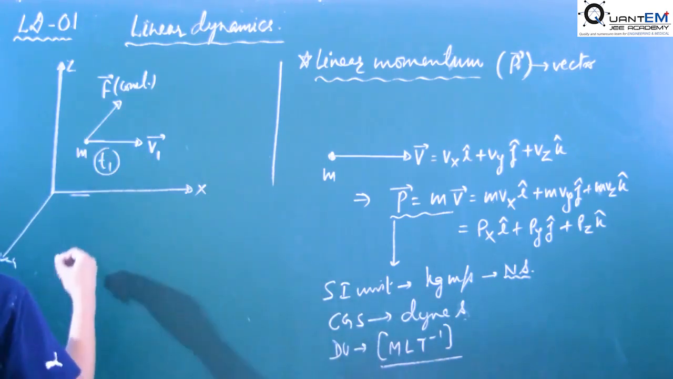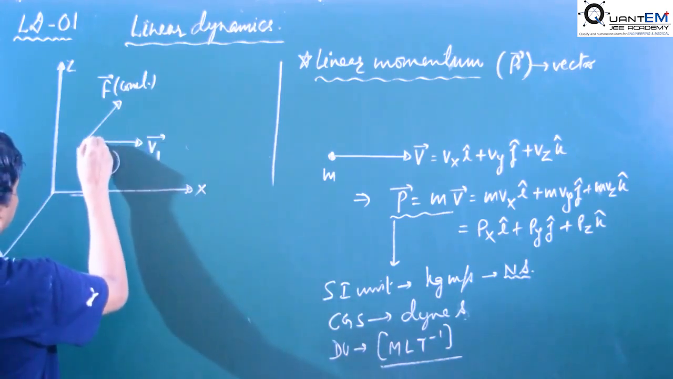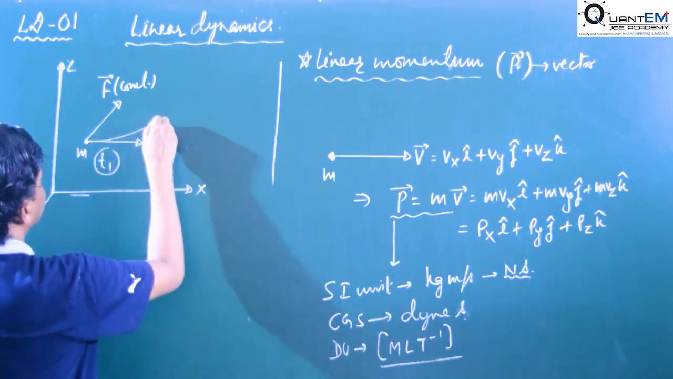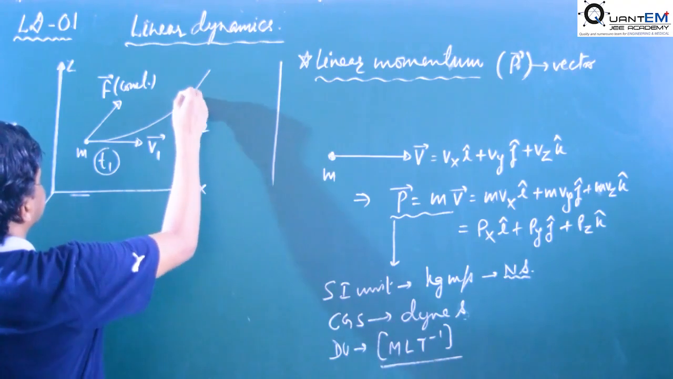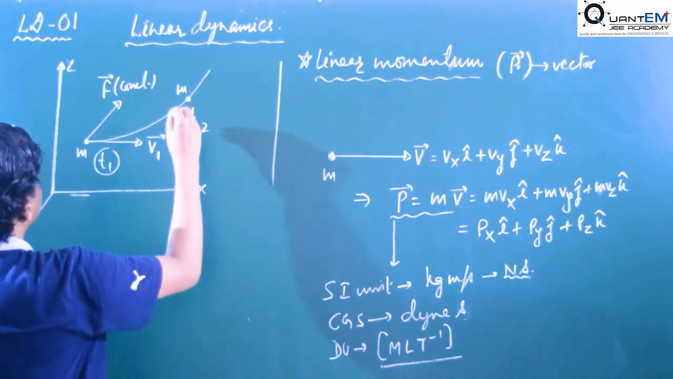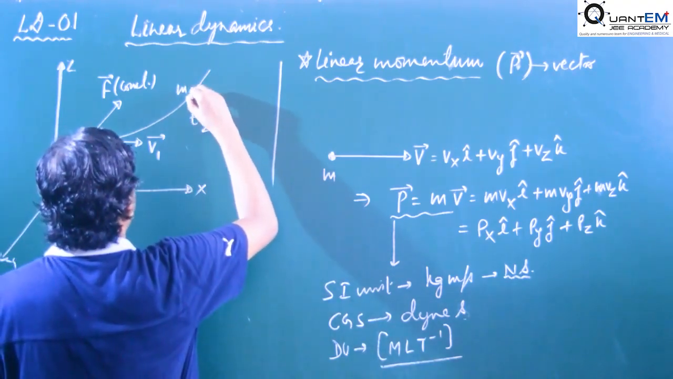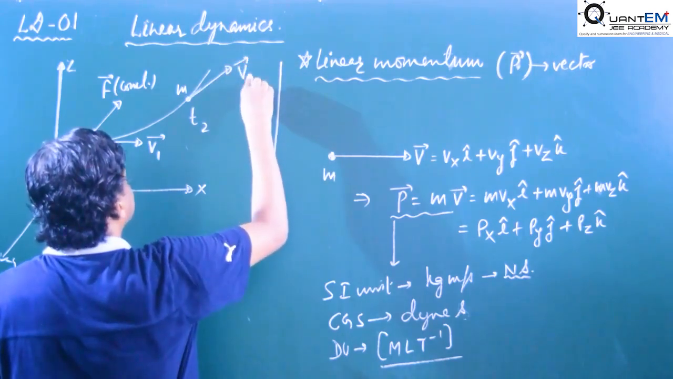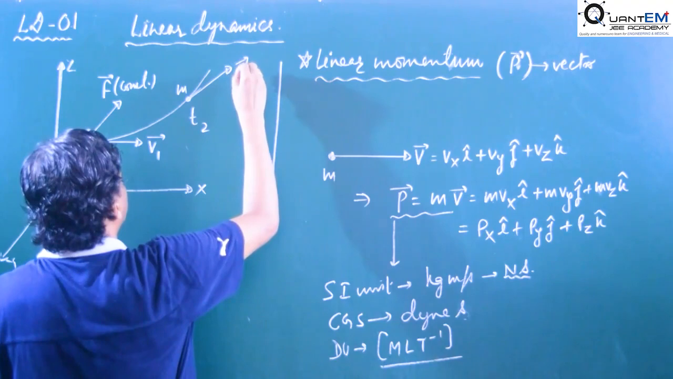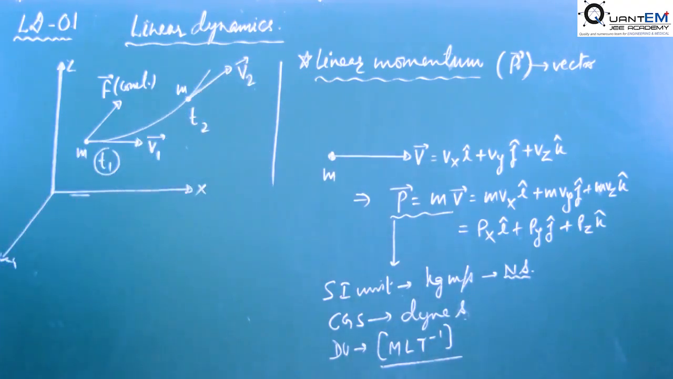So the particle gets deviated due to the applied force, and after some time, say at t2, this particle is here. The mass remains constant, and now it is moving with what velocity? v2 velocity. v2 is the velocity of the particle at what time? At time t2.